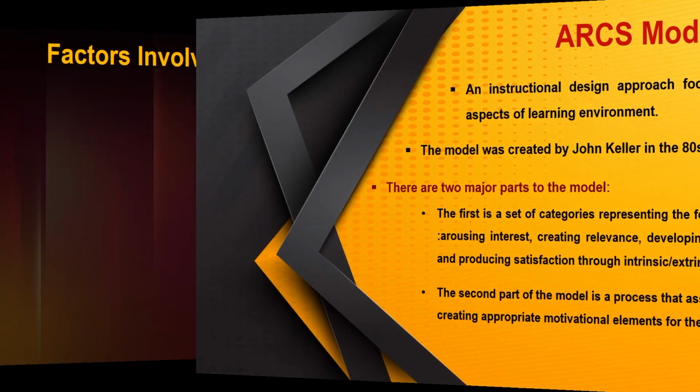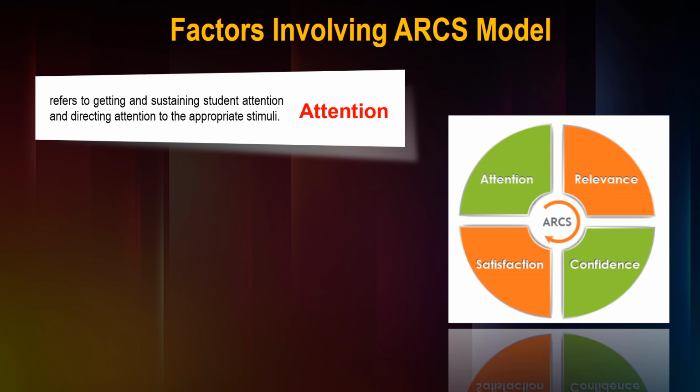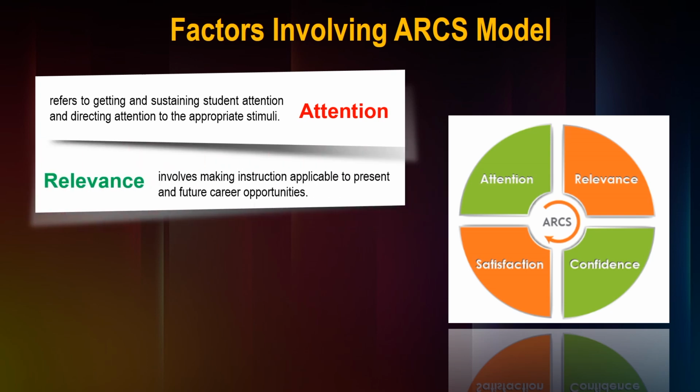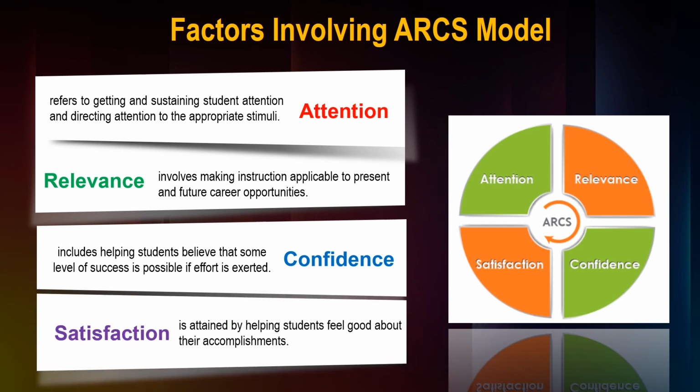So, what are the factors involved in the ARCS model? Attention refers to getting and sustaining the students' attention and directing attention to appropriate stimuli. Relevance involves making instruction applicable to present and future career opportunities. Confidence includes helping students believe that some level of success is possible if effort is exerted. And finally, satisfaction is attained by helping students feel good about their accomplishments.